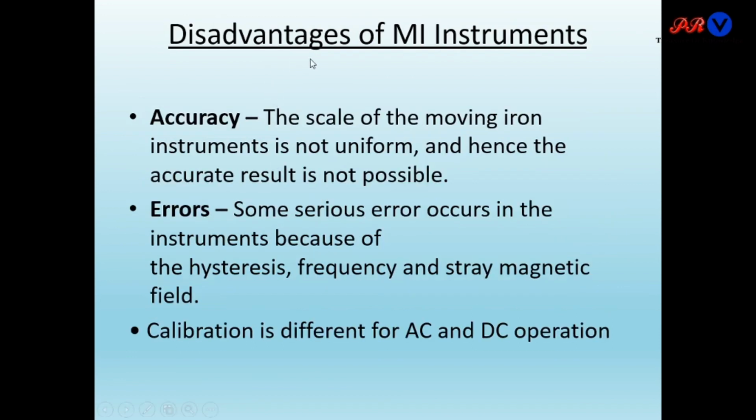So these are the advantages. Now disadvantages of MI instruments. First is accuracy. The scale of the moving iron instrument is not uniform and hence the accurate result is not possible, so it is less accurate. Errors. Some serious errors can occur in the instrument because of the hysteresis, frequency and stray magnetic field. And the last is calibration is also different for AC and DC operation.